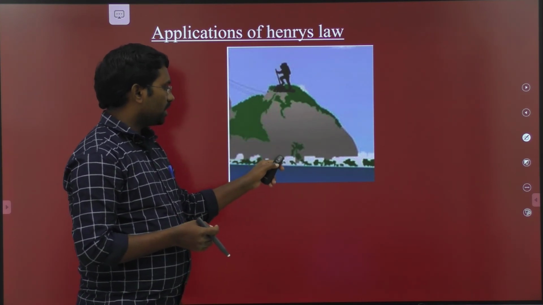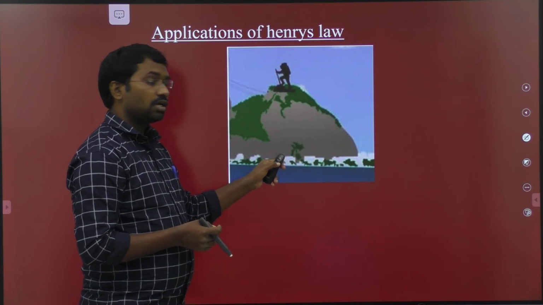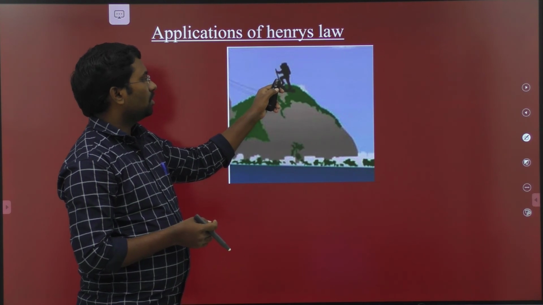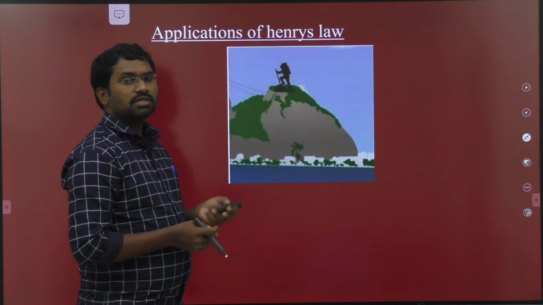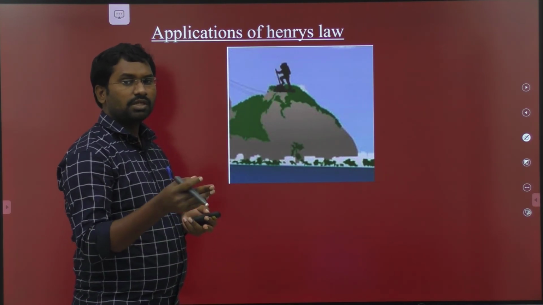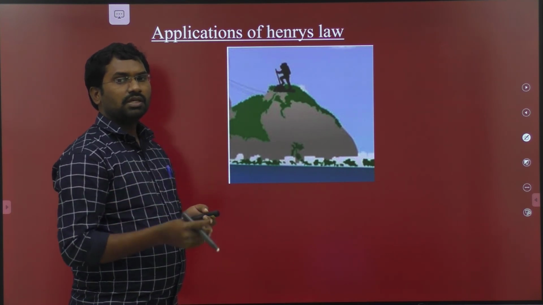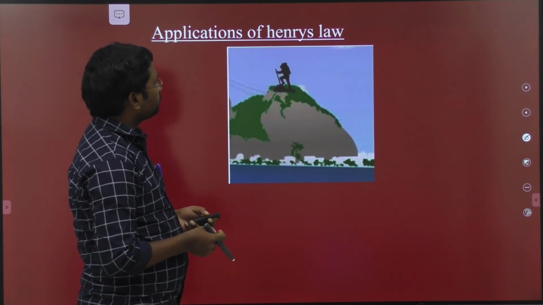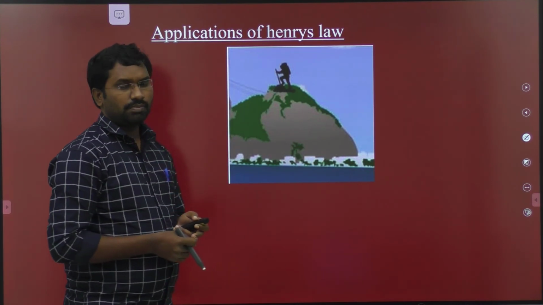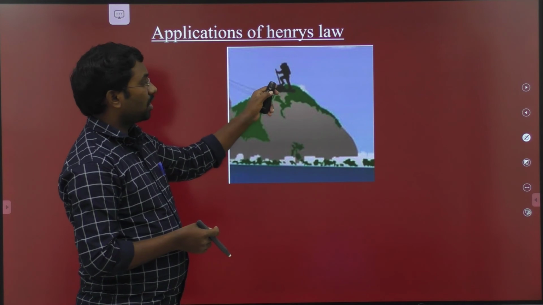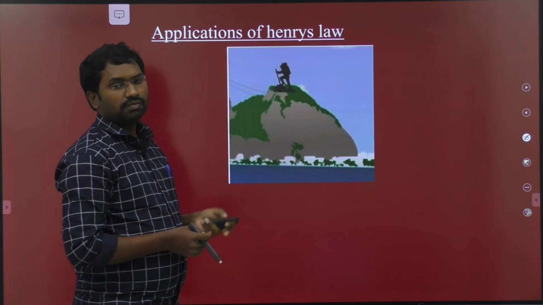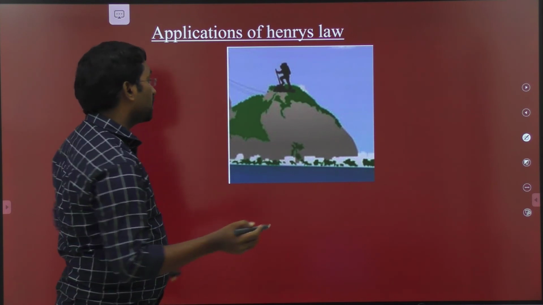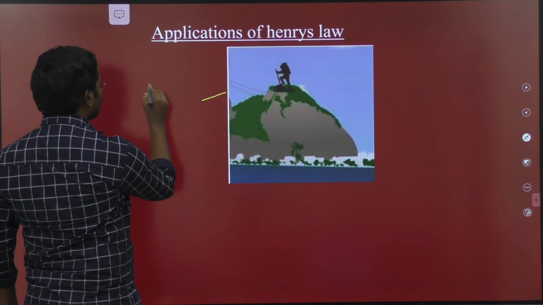At the ground level of the mountain, the oxygen level is very high. At the higher top position, oxygen levels are very low. Therefore, for the breathing problem, they have to carry oxygen cylinders. So this is the first application of Henry's law. If the climbers do not take sufficient oxygen, and the oxygen levels are very low, the person reaches the condition that is anoxia.